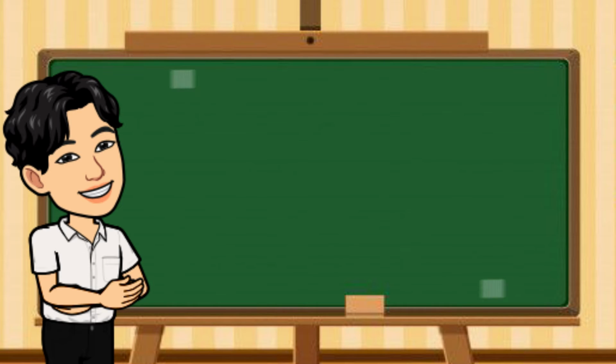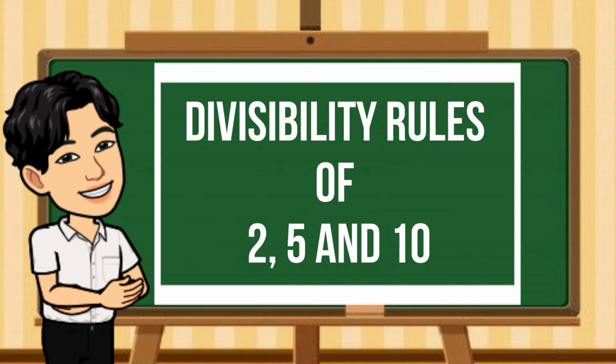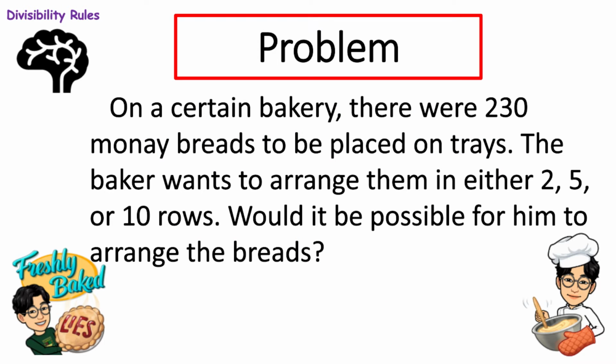This lesson, we are going to talk about the divisibility rules of 2, 5, and 10. Are you ready to learn? Let's go! In a certain bakery, there were 230 Monet breads to be placed on trays. The baker wants to arrange them in either 2, 5, or 10 rows. Would it be possible for him to arrange the breads?